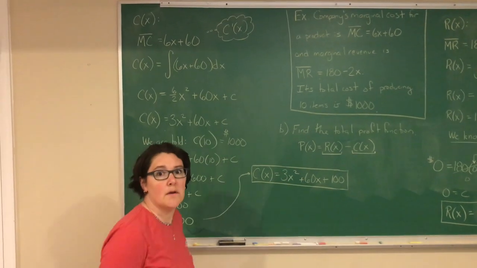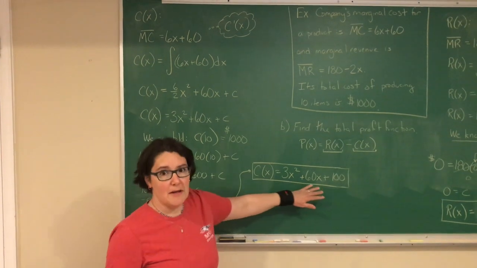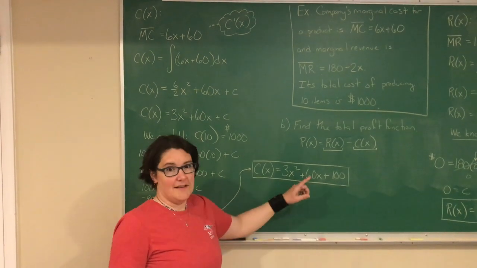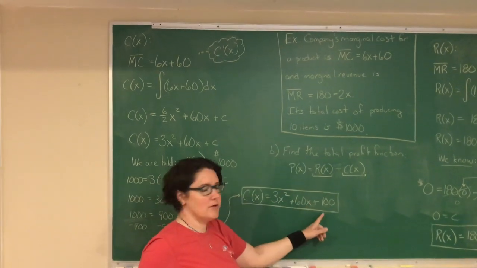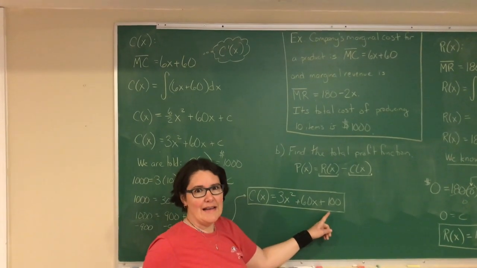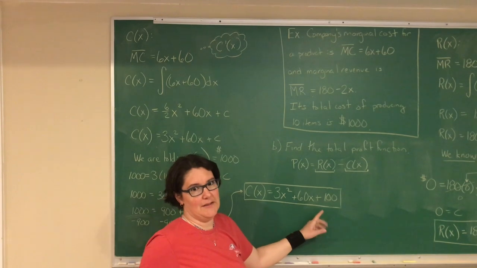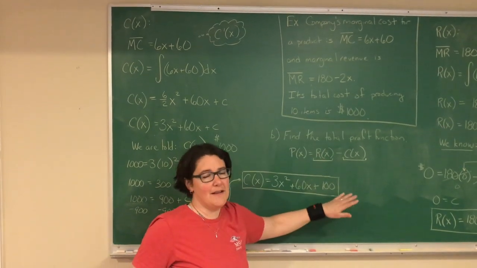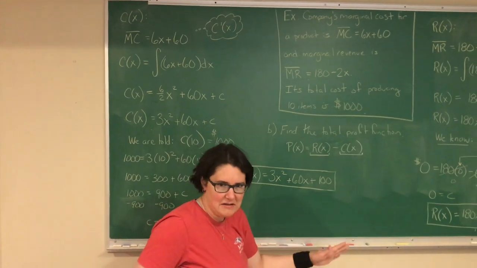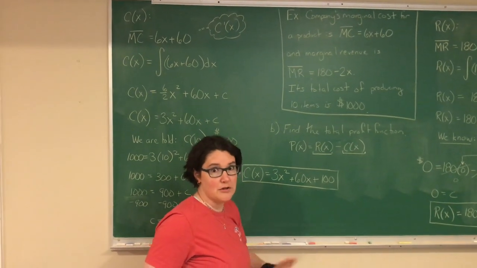Okay. Now, just as a comment on this, it happens that 1,000 divided by 10 is equal to 100. That is an utter coincidence. So do not think that you can just take the 1,000 divided by 10 to get your plus c. That happened to be the case this time, but that is not always true, so don't do that.